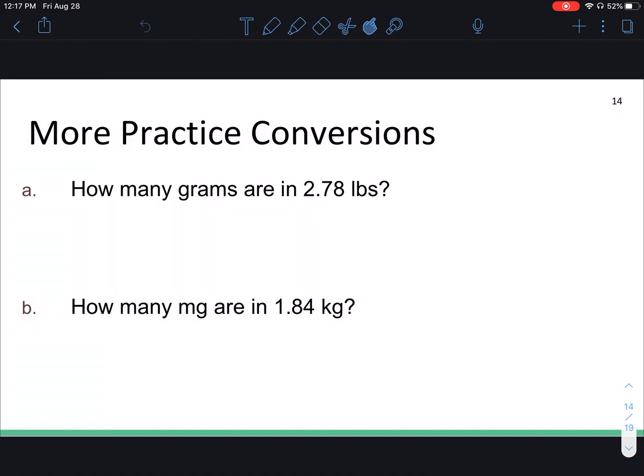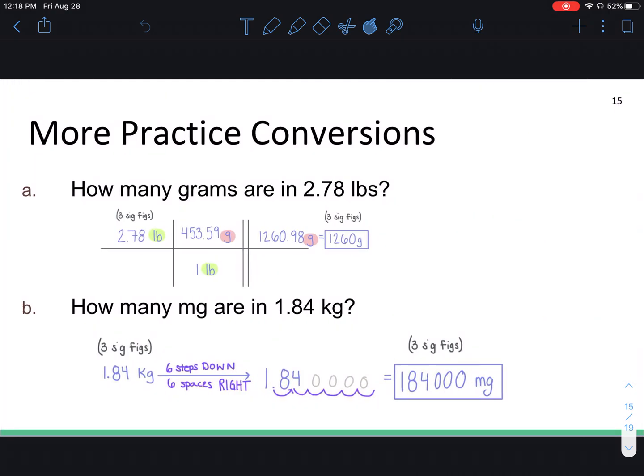All right, two more practice problems. Please pause the video, and when you're ready for the answers, press play. All right, here we go. So the first one I used dimensional analysis to solve, and the second one I just used the metric scale to move the decimal place over. So two different ways of solving something. You could also use dimensional analysis for metric conversions, but generally just moving the decimal place over is a little easier.